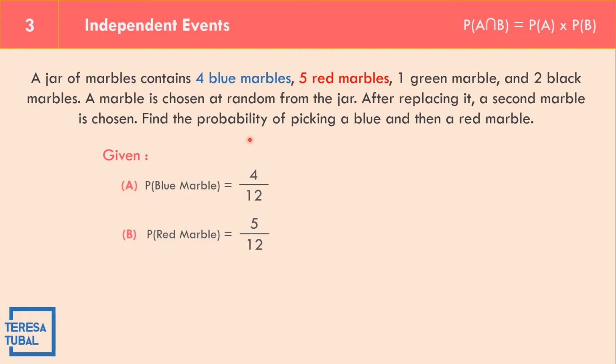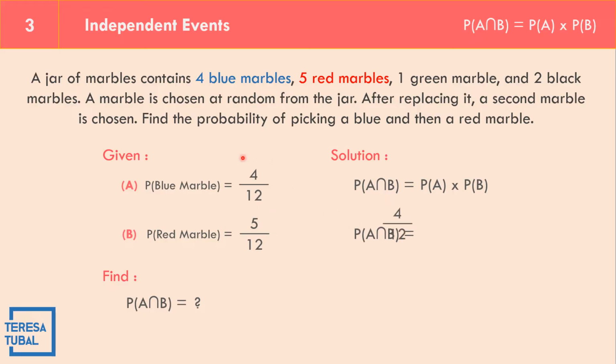Let us find now the probability of picking a blue and then a red marble. The formula is probability of A times the probability of B. The probability of the event A, the blue marble, is equal to 4 over 12, while the probability of the event B, the red marble, is equal to 5 over 12. So let us multiply.